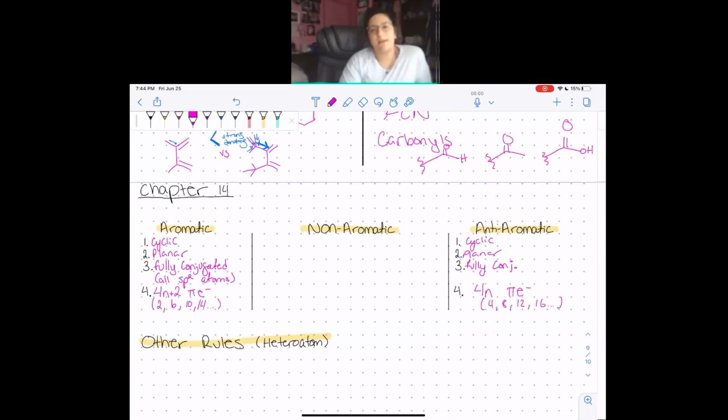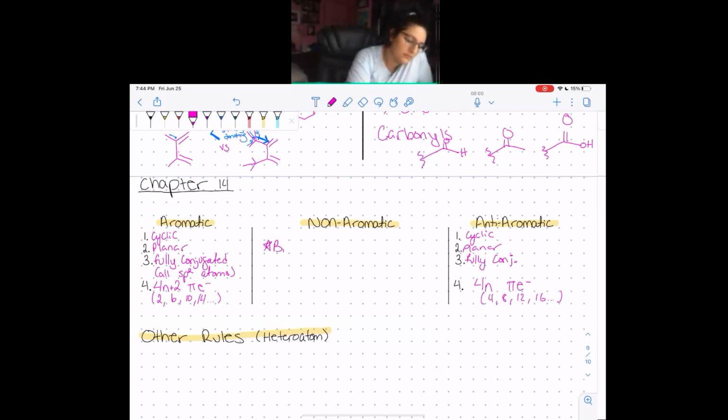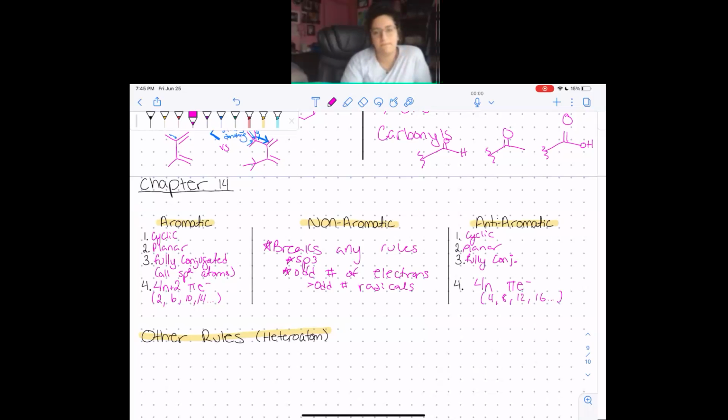To be not aromatic, it's essentially going to break any of those rules. So if there's an sp3 carbon, or if there's an odd number of electrons, which corresponds to an odd number of radicals. What else? Yeah, if it's not planar.